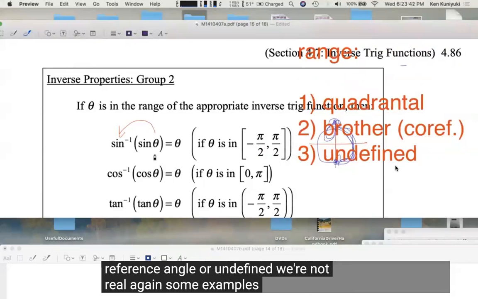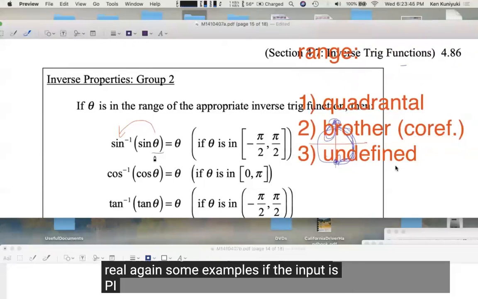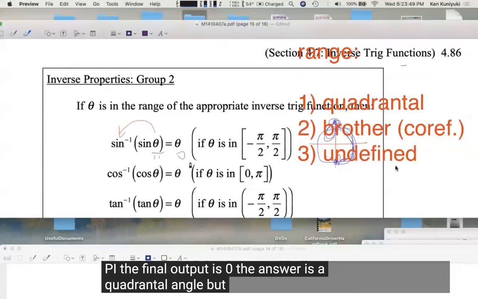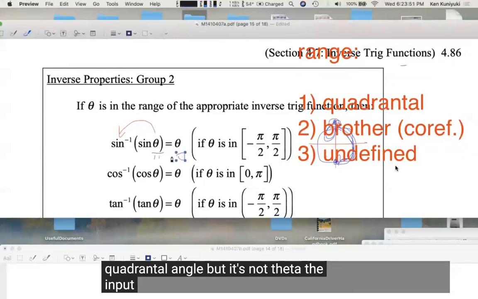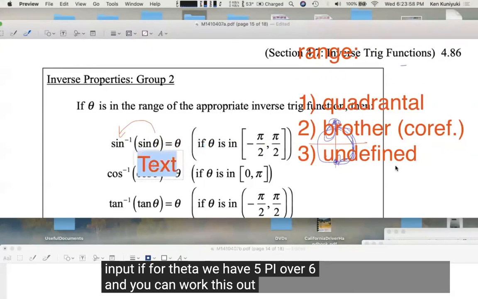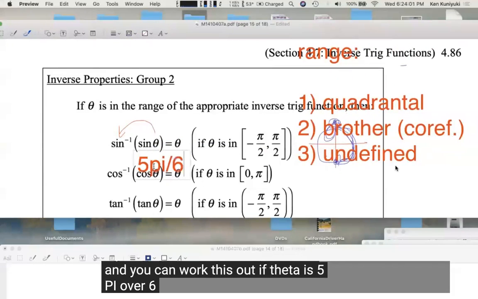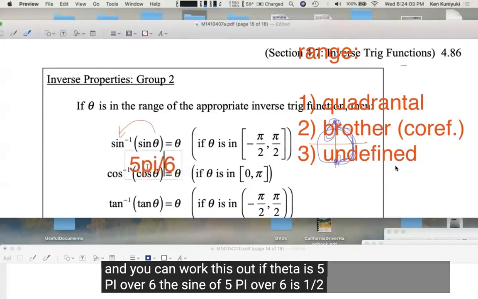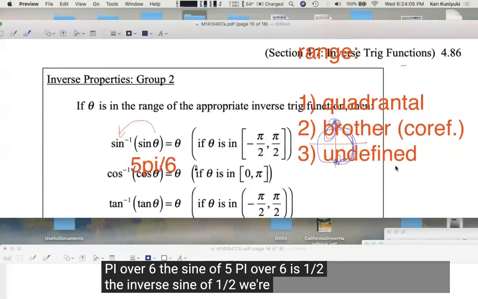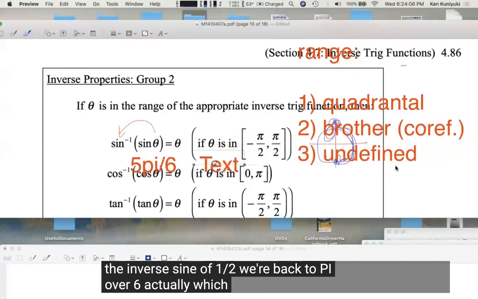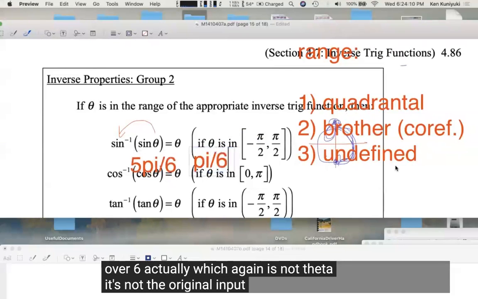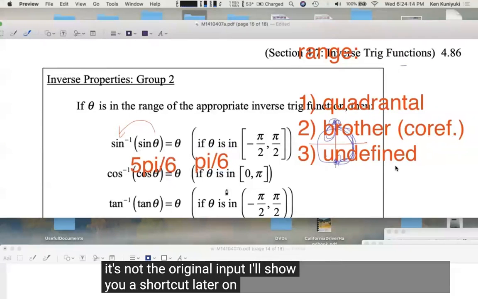Again, some examples. If the input is pi, the final output is 0, the answer is a quadrantal angle, but it's not theta, the input. If theta is 5 pi over 6, and you can work this out, the sine of 5 pi over 6 is 1/2. The inverse sine of 1/2 is pi over 6 actually, which again is not theta, it's not the original input. I'll show you a shortcut later on.